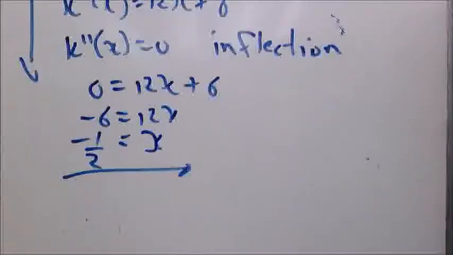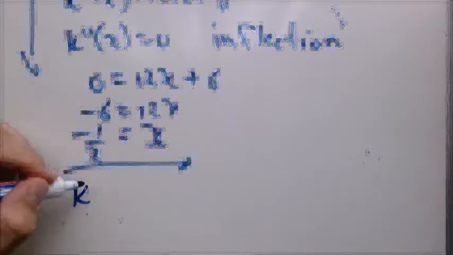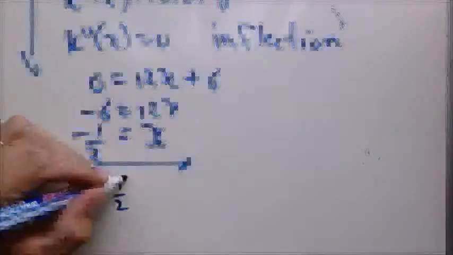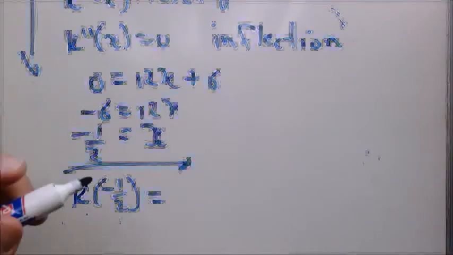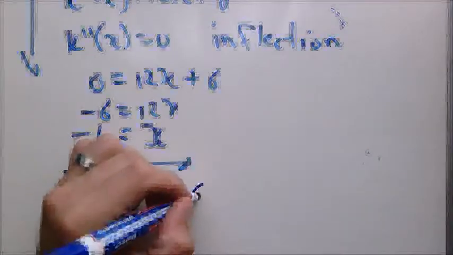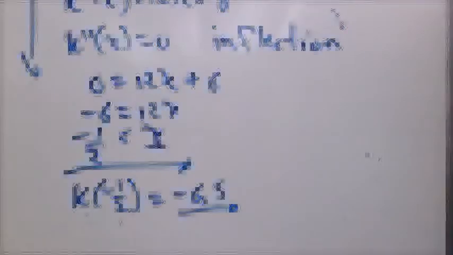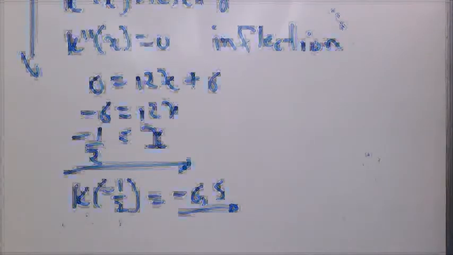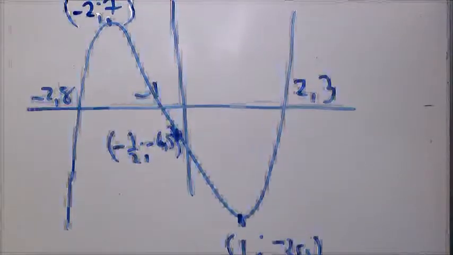Now to get the coordinate of the actual point of inflection, you have to substitute the negative a half into your original equation, the function. Remember, we're drawing the function, we're not drawing the derivative or the second derivative. And then you get negative 6.5. So now we are set to draw this graph. If we draw the graph, it will look something like this.